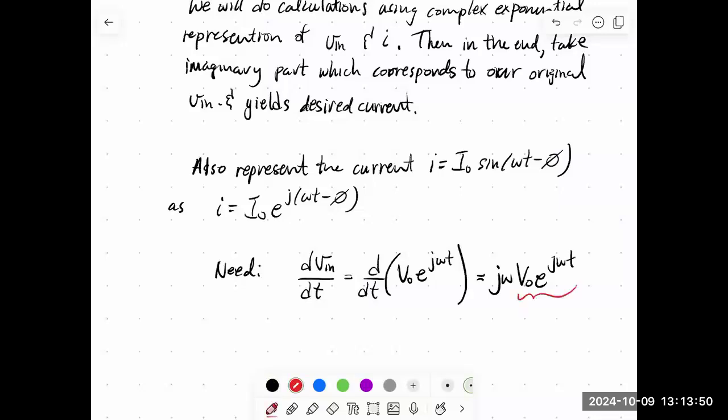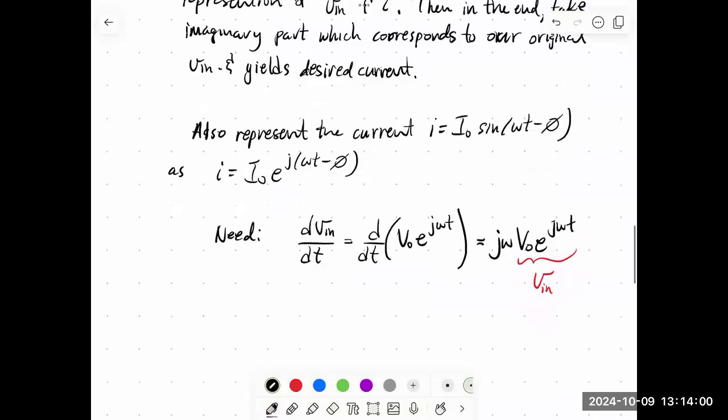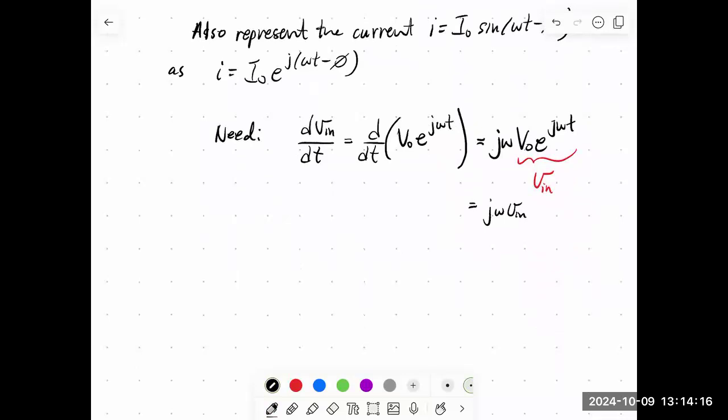But this V naught times e to the j omega t is just our Vn. So what we have then is that this derivative is j omega Vn. That's simple. If we were using the sine function here, that wouldn't happen because our sine would become a cosine. Okay, so fair enough. What else do we need?